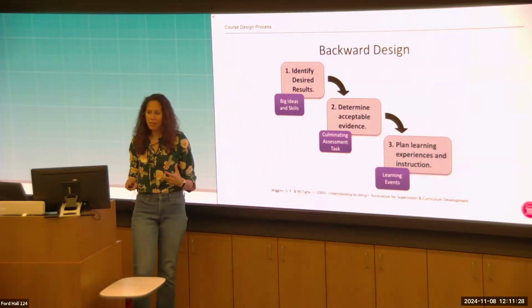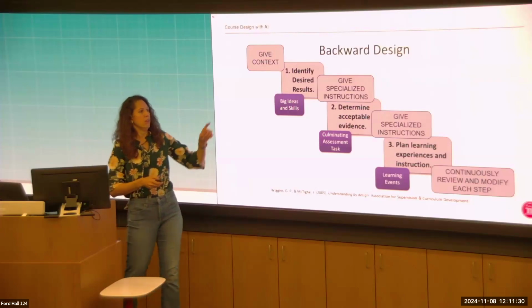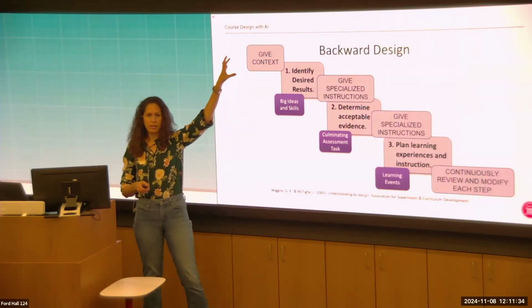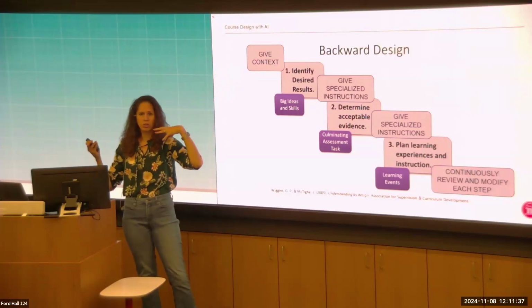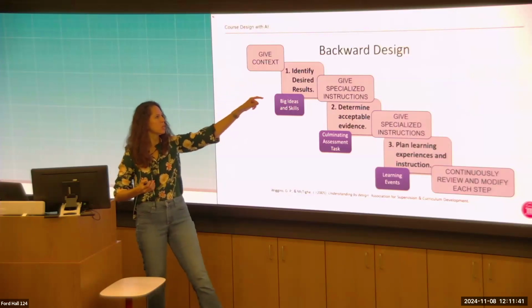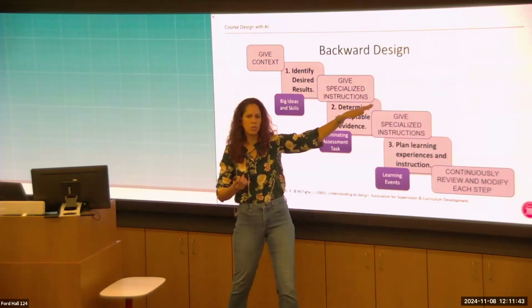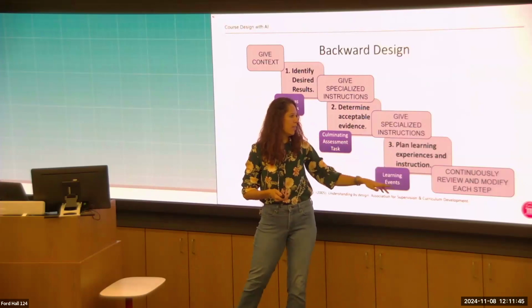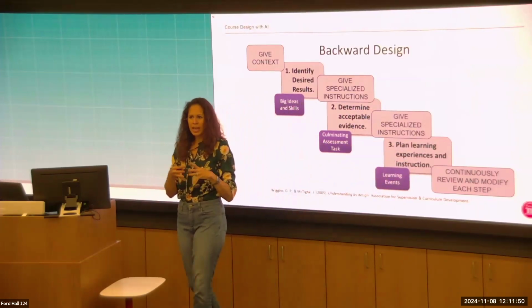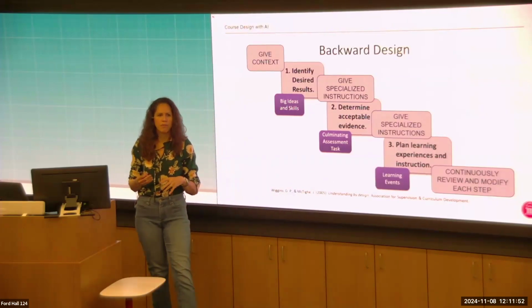Now, when you have AI, it's the same process, but we're going to be giving a little more context to AI because AI doesn't know a lot until you give context about the course that you're going to be working on. And then you're going to be giving specialized instructions in each step of the way. And then you're going to be continuously reviewing and modifying each step because AI by itself is not very helpful.